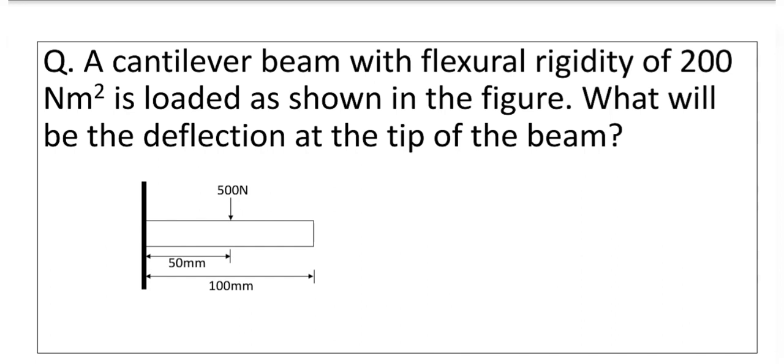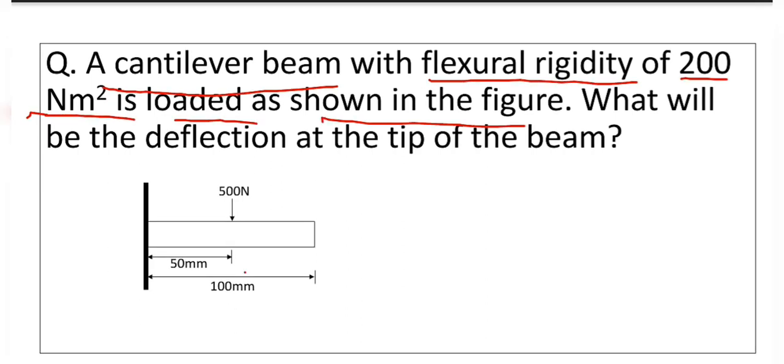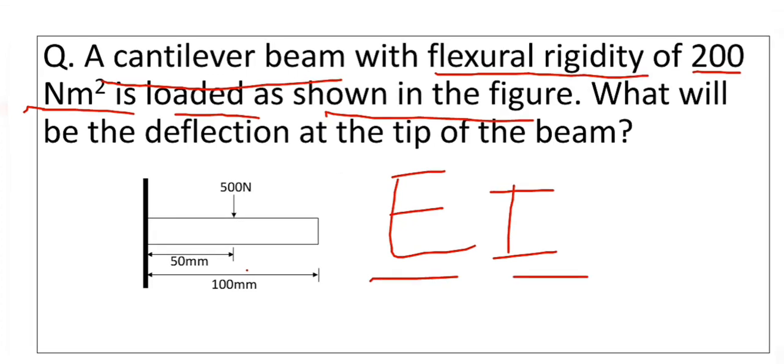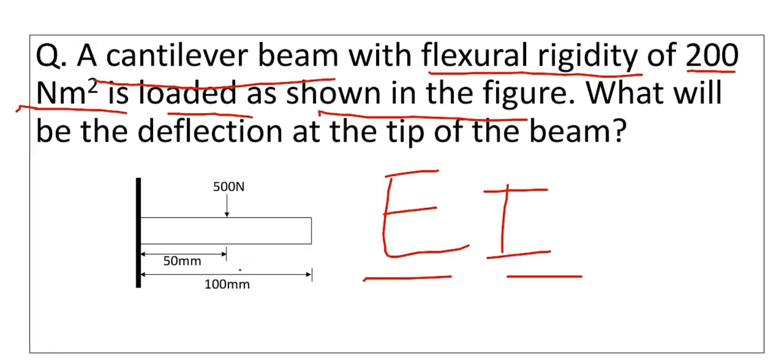So let's try to understand what is given in the question and what you have to find. In the given question there is a cantilever beam, which means a beam with one end free and the other end fixed, with flexural rigidity of 200 Newton meter square. Flexural rigidity is equal to the product of E and I, where E is Young's modulus and I is moment of inertia, which represents the resistance offered by the beam while undergoing bending. Here a 500 Newton load is acting on this beam at the mid, and the total length of the beam is given, which is equal to 100 mm.